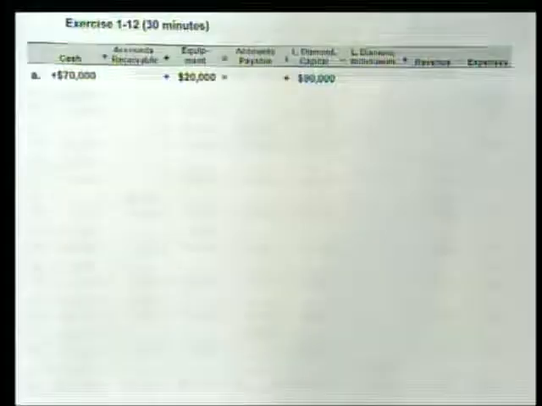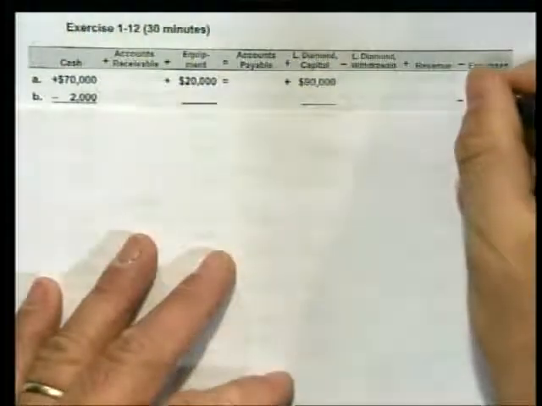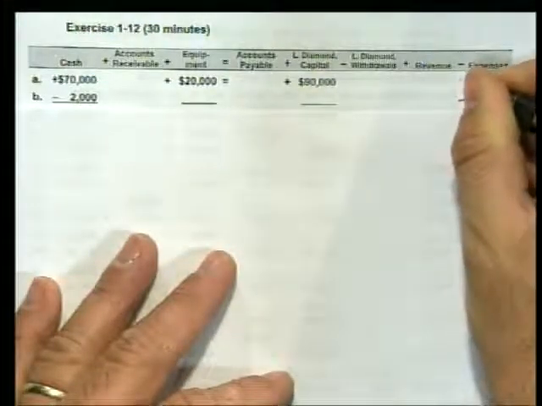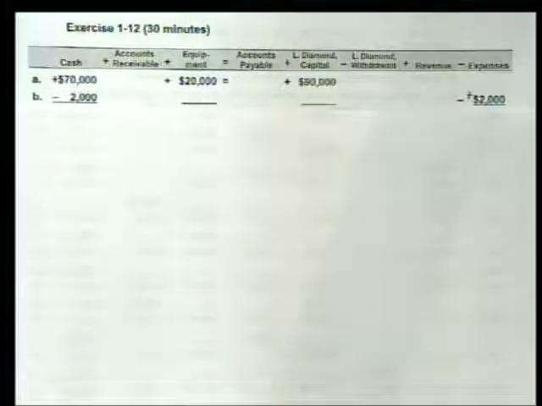Okay, B, the owner paid $2,000 cash for rent of office space for the month. Okay? Now, let's take a look at this. Now, I'm going to comment on this one a little bit. I really would rather think of this as an increase in expenses that is going to be eventually subtracted in arriving at what our capital is.